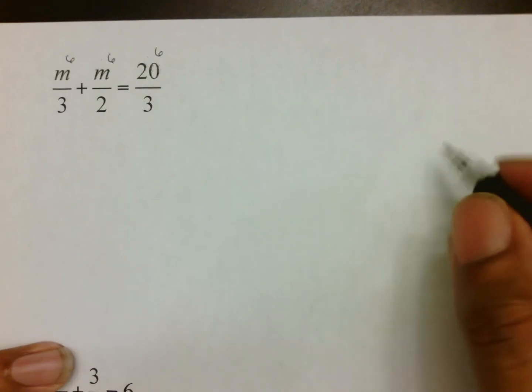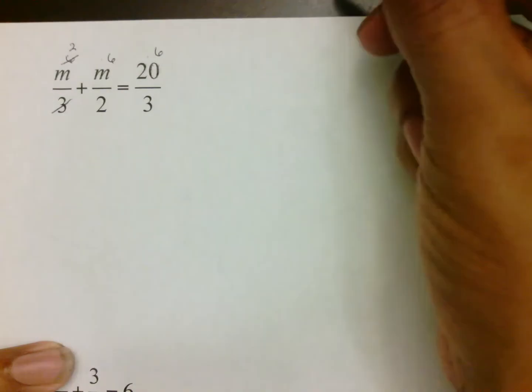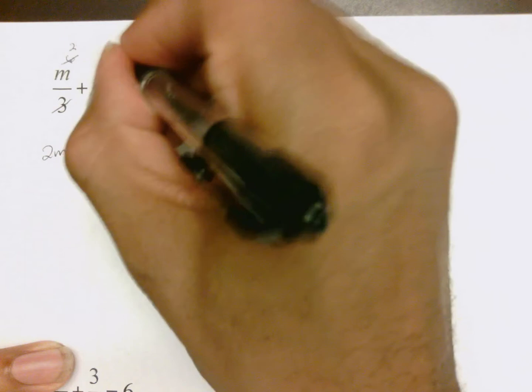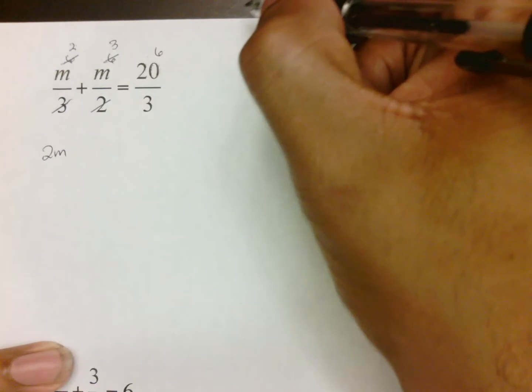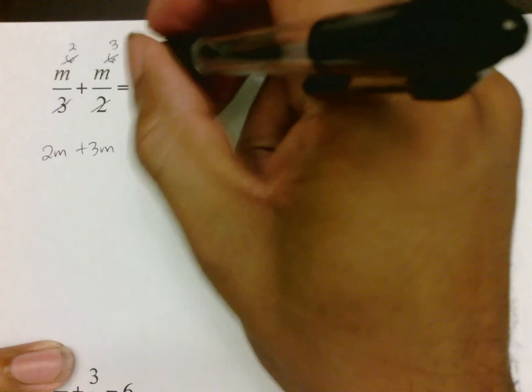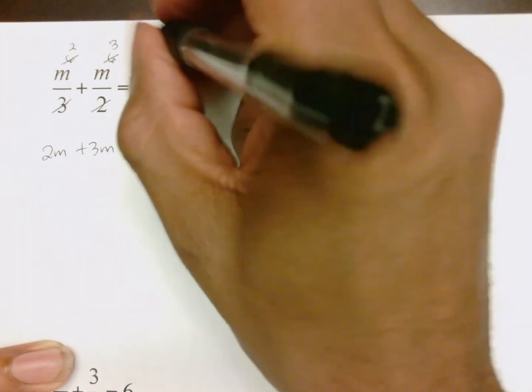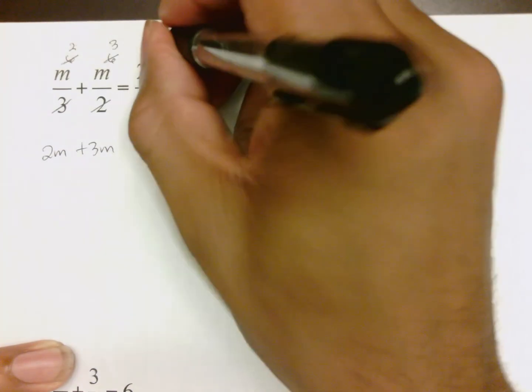And then this is where you use your reducing part or your division part. 3 and 6 can both be divided by 3, turning this into a 2. And you take 2 times m, making this 2m. 6 and 2 both can be divided by 2, turning this into a 3. Here, multiplying that, you get plus 3m. 6 and 3 both can be divided by 3, turning this into a 2. 2 times 20 makes 40.